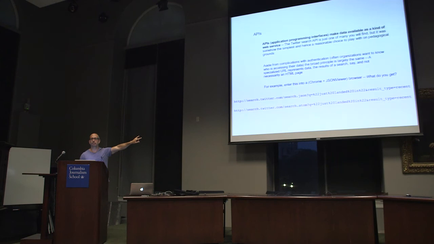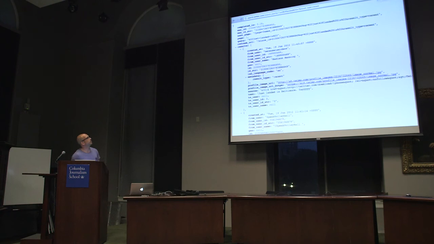I could put anything in there. I could put bananas and get back all the tweets that have the term bananas in them. And I'm looking for just the recent tweets, type equals recent. And what I'll get back from that is data that look like this, not like a web page. This is an example of something called JSON, the JavaScript Object Notation. So instead of it being a web page with angle brackets and head here and paragraph there, the data are given a particular form.